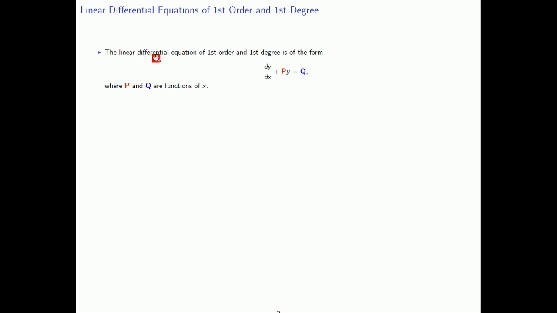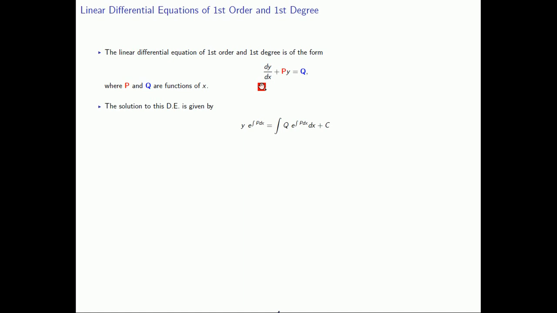The linear differential equation of first order and first degree is of the form dy by dx plus p into y equal to q, where both p and q are functions of x. So note that the order is 1 because it has only dy by dx and its degree is also clearly 1.